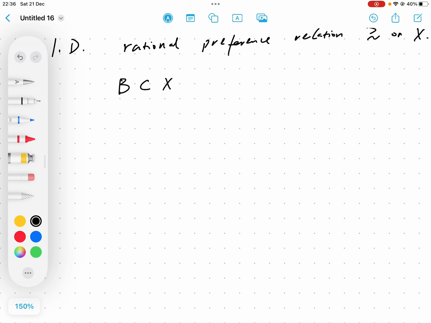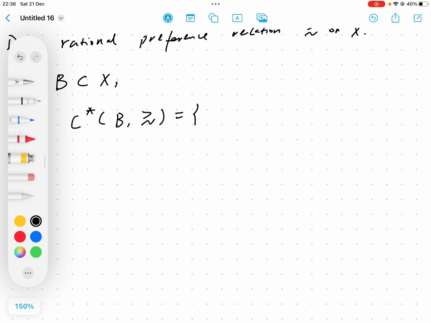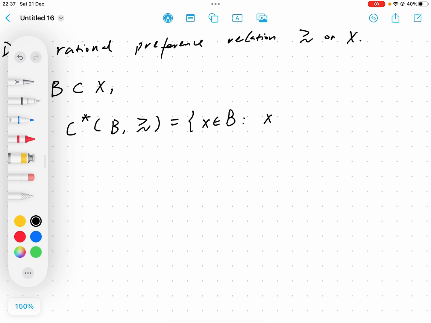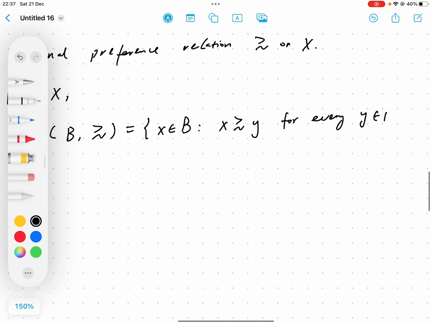If the individual faces a non-empty subset of alternatives, a budget set as a subset of X, then the preference maximizing behavior is to choose any one of the elements in the set. This will be defined as this C star of some budget set B under this rational preference relation. This is defined as the set of elements little x from this budget set such that this element x has to be weakly preferred to any element, for every y in B.